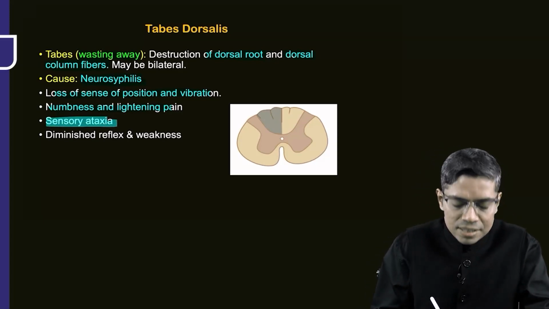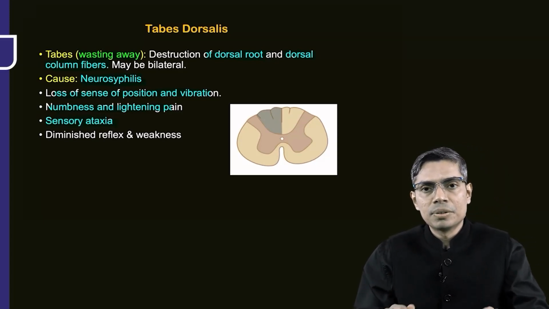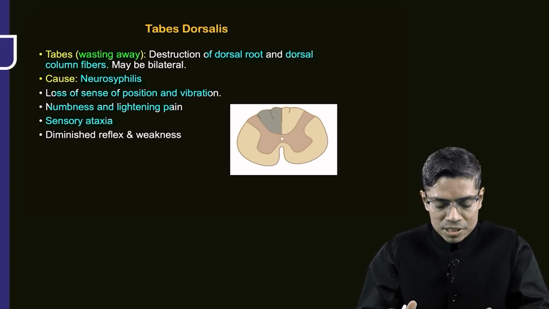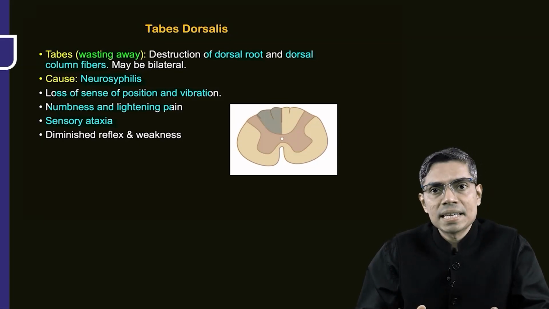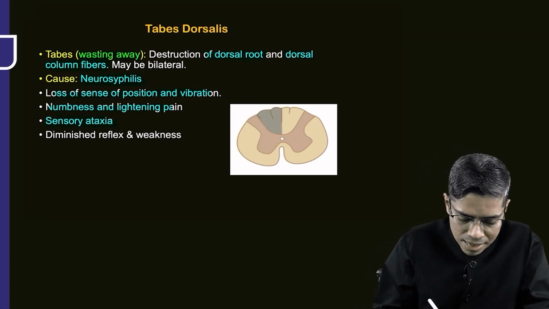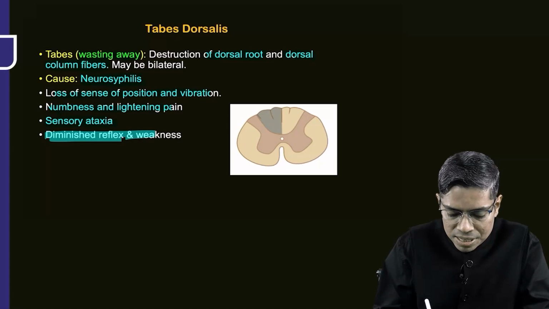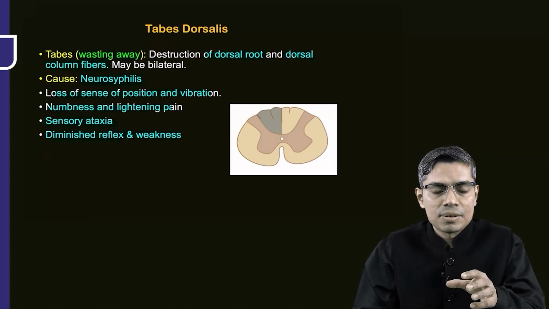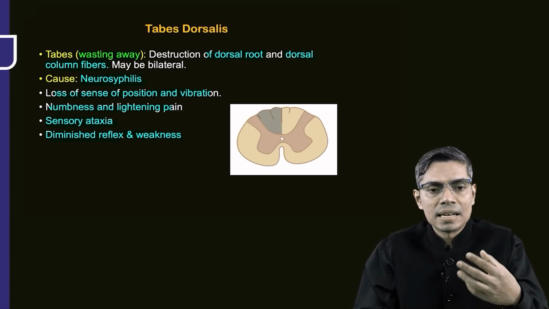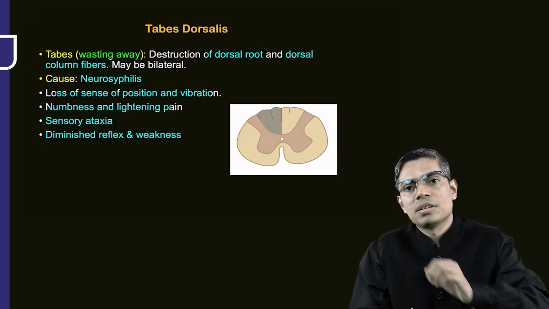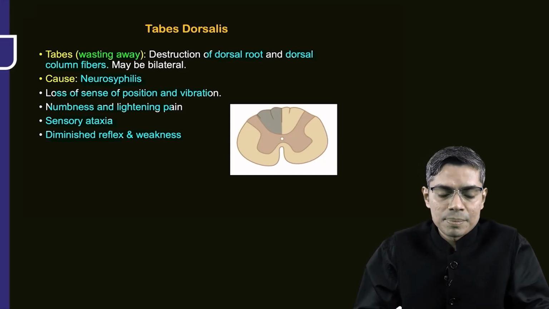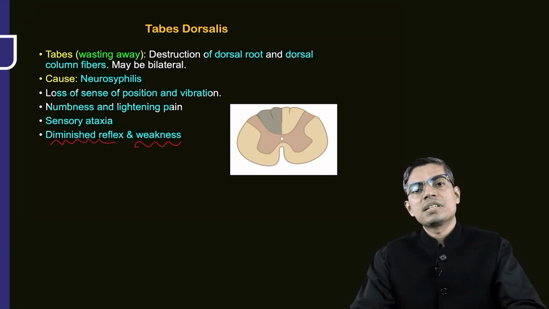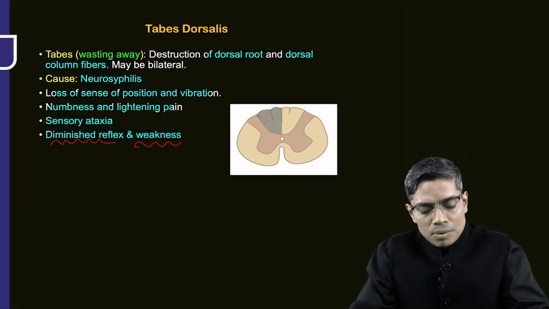There will be sensory ataxia also. The person will not be able to understand the proprioceptive input from the ground, the proprioceptive input from the joints, so there will be ataxia, a drunken gait. Apart from that, the reflexes will be diminished and weakness will be there, because the pathways for the reflexes that we have seen, the stretch reflex pathway and others, enter through the dorsal root only. So if the dorsal root is damaged, this reflex pathway is also damaged and there will be weakness of the muscle. So this is typical of tabes dorsalis.